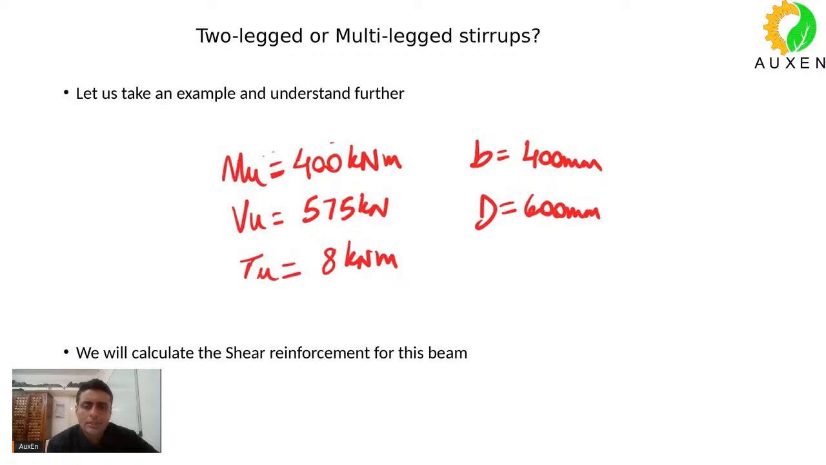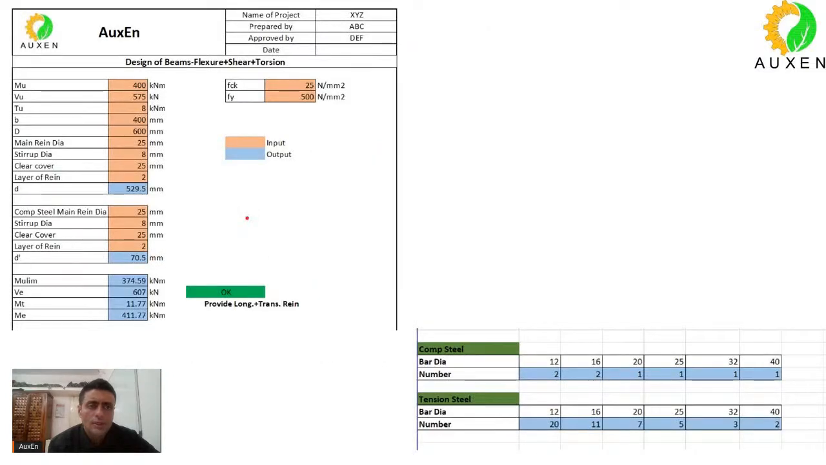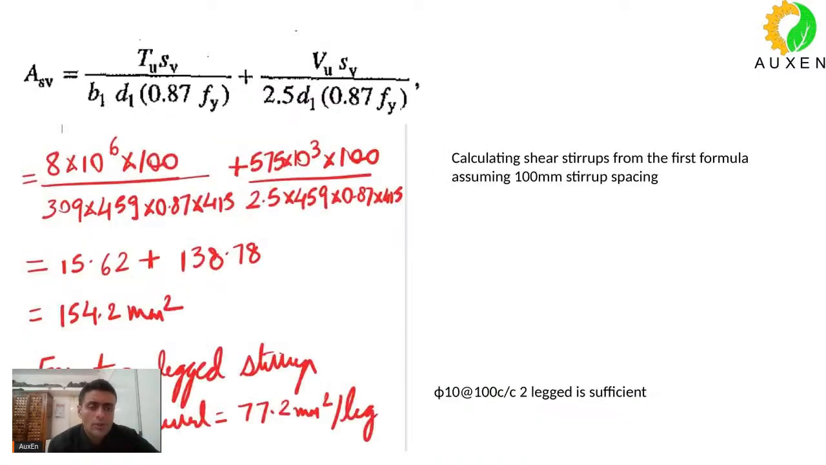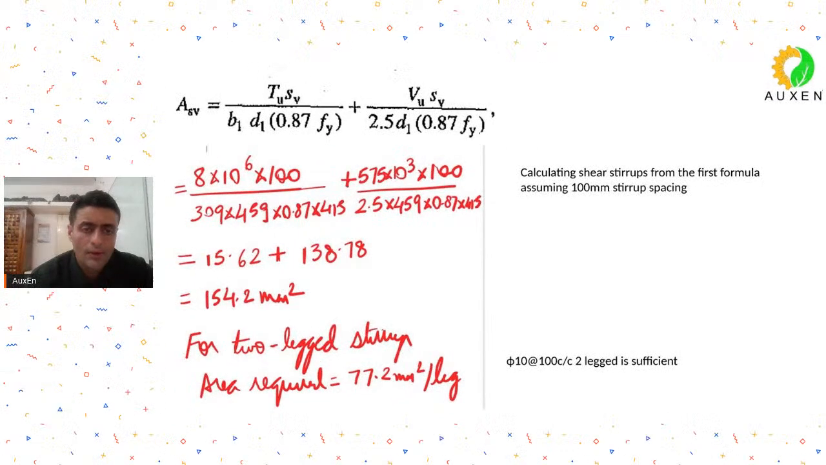And I have put the beam size 400 cross 600. Let us take M25 and Fe500 and try to calculate the reinforcement. So we have just run these values in our Excel sheet, and I have also noted some manual quick hand calculations. This is as per the first formula. We have assumed a spacing of 100 mm center to center. So the Sv value has been assumed, and the rest is a simple calculation. What we get over here is 10 dia bars at 100 center to center, two-legged stirrups. This is the requirement that we are getting.